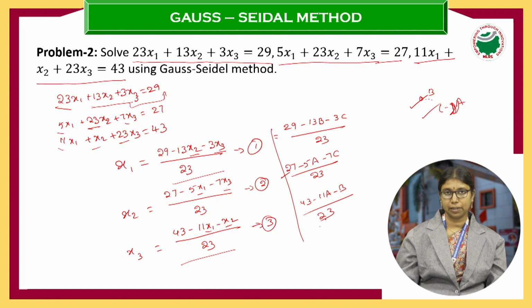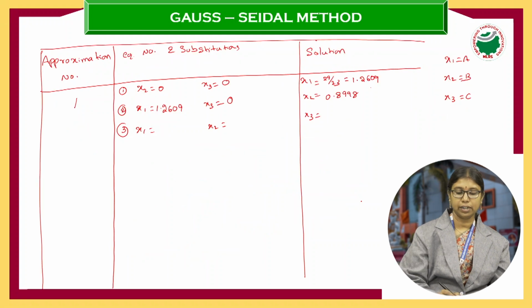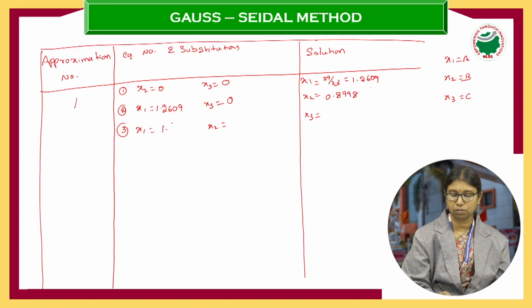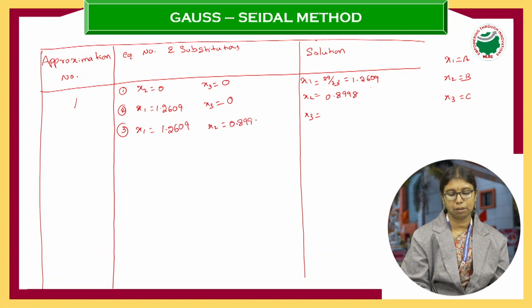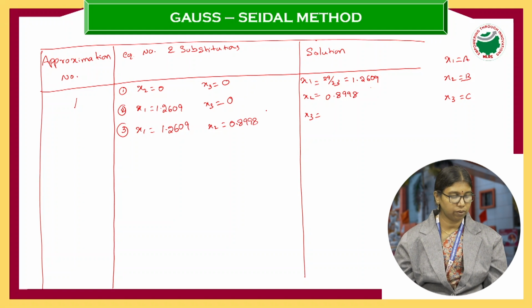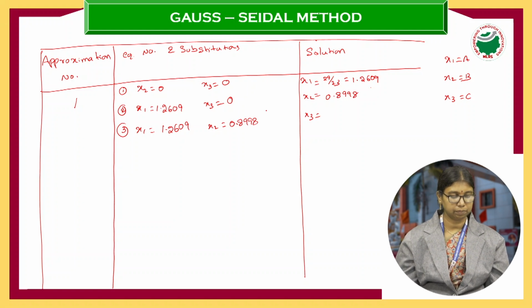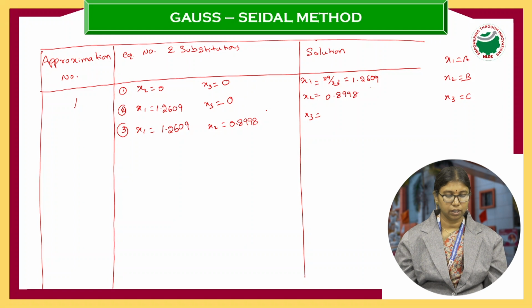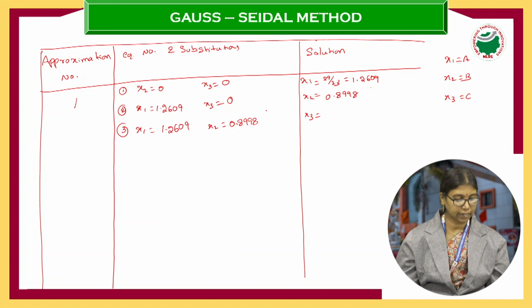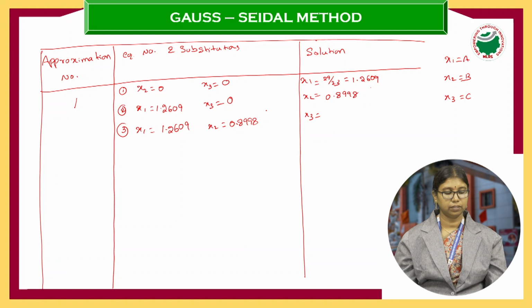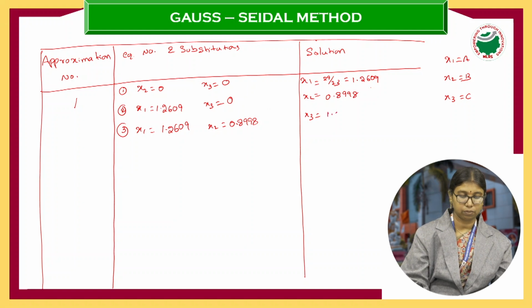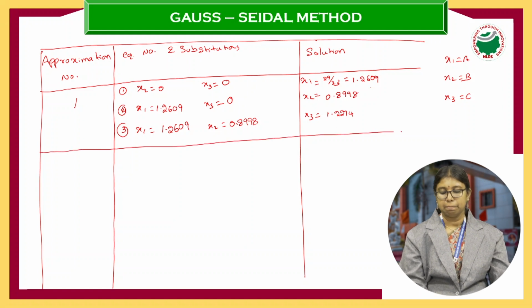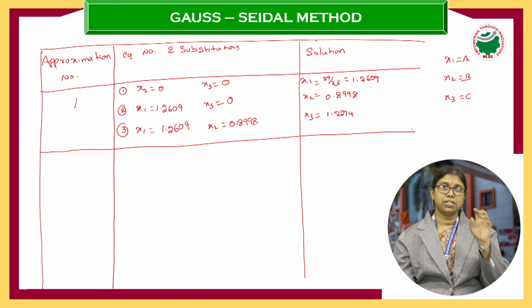Now press the calc button, then it asks the values of A and B, that is x1 and x2. So what are the latest values for x1 and x2? x1 is 1.2609 and x2 is 0.8998. Then you will get x3 as 1.2274. So with this, your first approximation is completed.